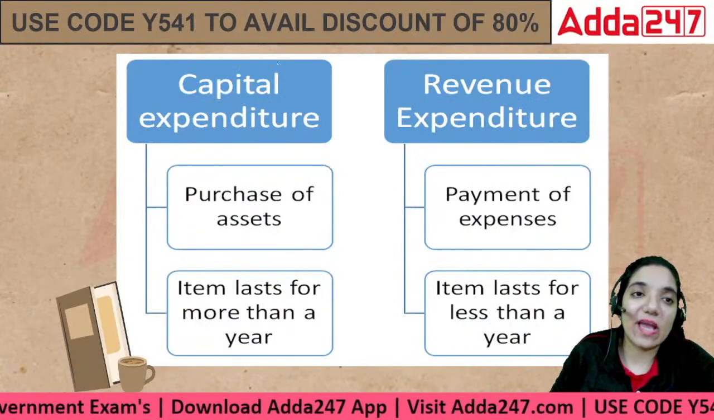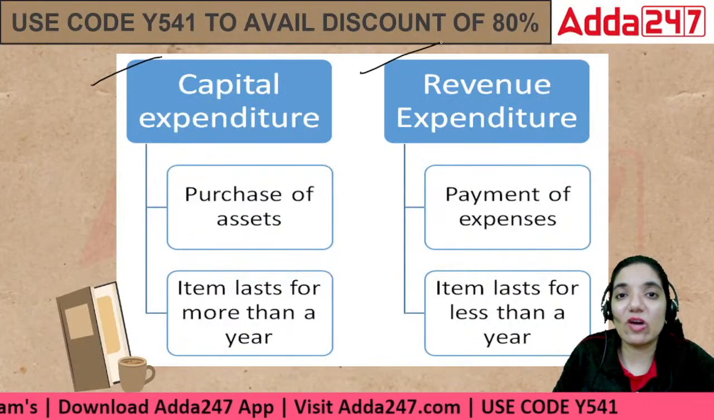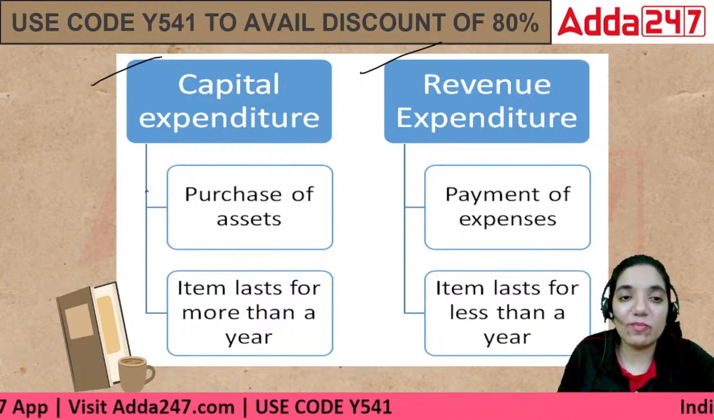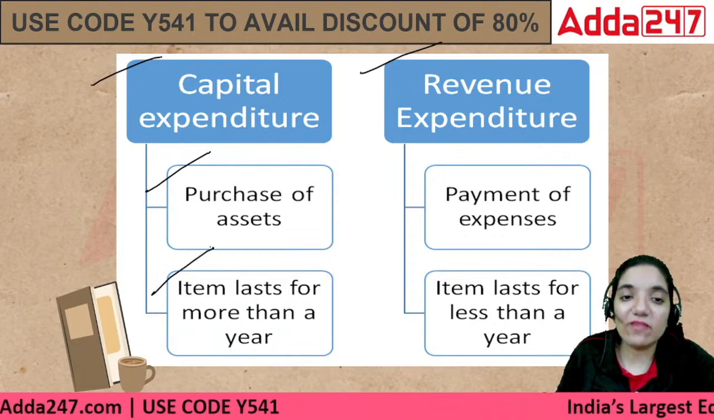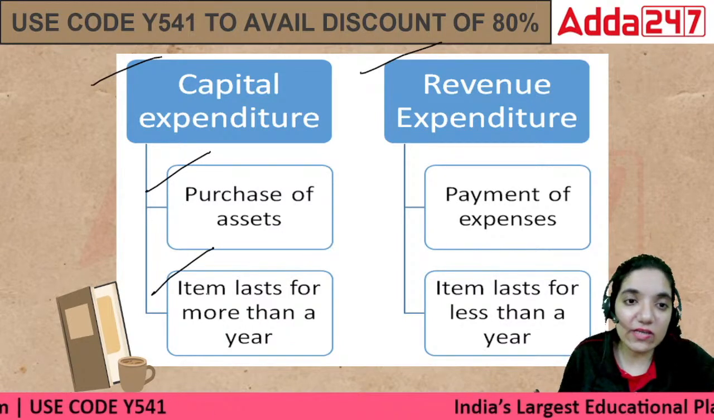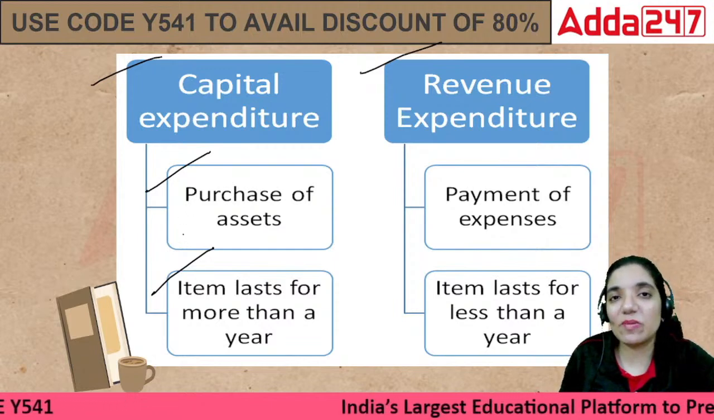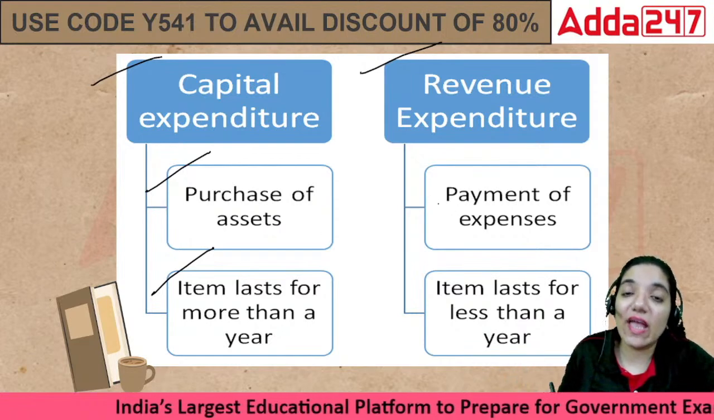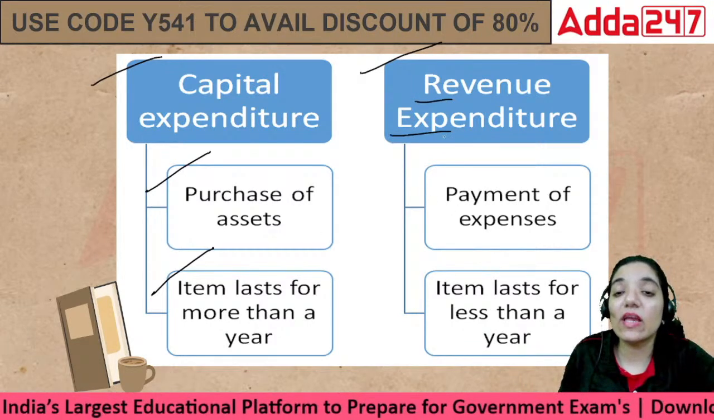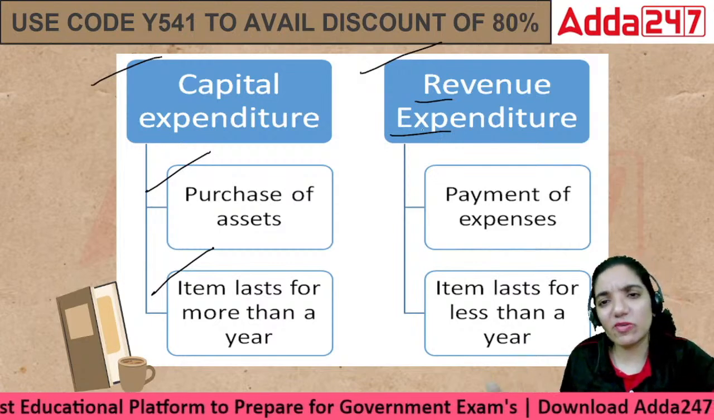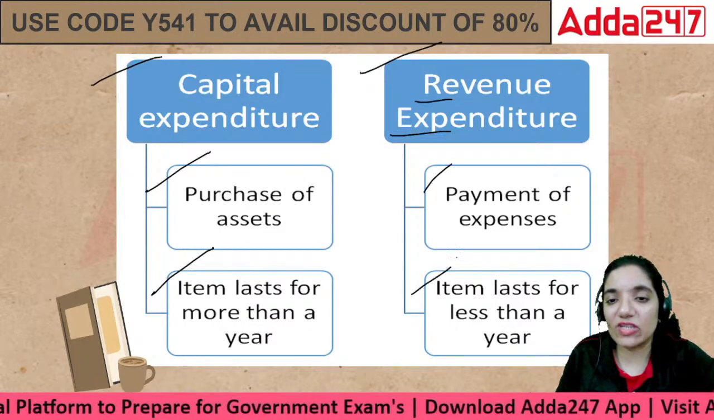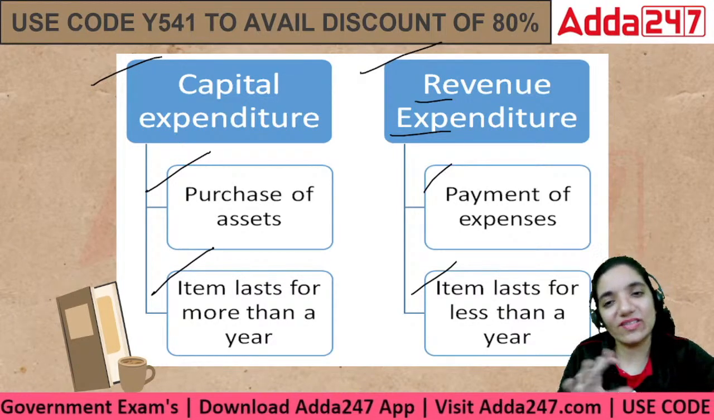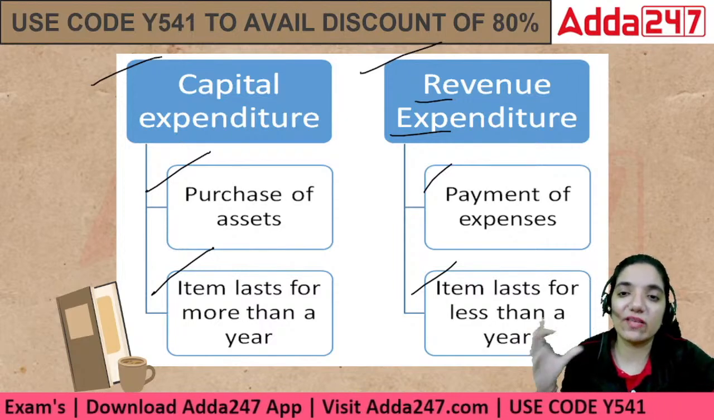When we talk about capital receipt and capital expenditure, how do we deal with it? Purchase of an asset or item whose benefits last for more than a year would be treated as a capital expenditure. Any expenditure incurred for this particular year, such as payment of expenses or items that last for less than a year, would be treated as a revenue expenditure. This is the crux of capital expenditure and revenue expenditure.